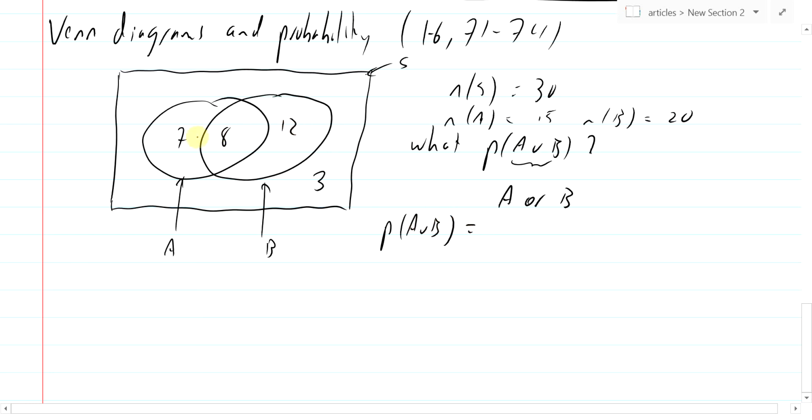There's 27 things out of 30 total. That's 0.9. So if you're going to pick something at random out of this entire set, you've got a 90% chance of picking something either in A or in B. There's only 3 things that are outside of that. But you can also use the addition principle for this.